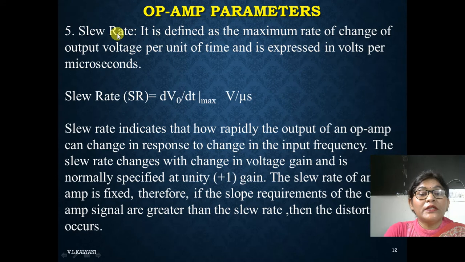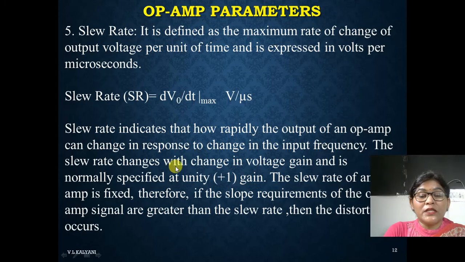The next parameter is the slew rate. Slew rate, indicated by SR, is defined as the maximum rate of change of output voltage per unit of time, and it is expressed in volts per microsecond. So slew rate is equal to dVo/dt maximum, meaning the output voltage change per unit of time. The slew rate indicates how rapidly the output of an op-amp can change in response to a change in the input frequency.